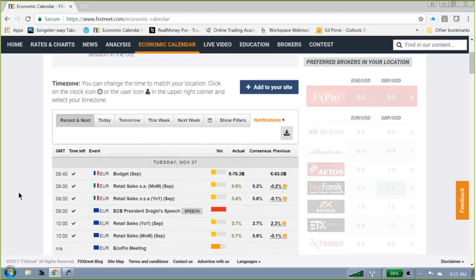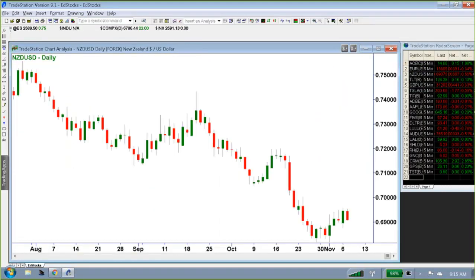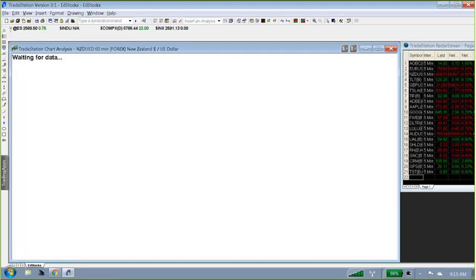Okay, so yeah, that's Canadian dollar. As far as New Zealand, today we've got the auction, some auction action here. I'm going to go to the 60-minute chart.